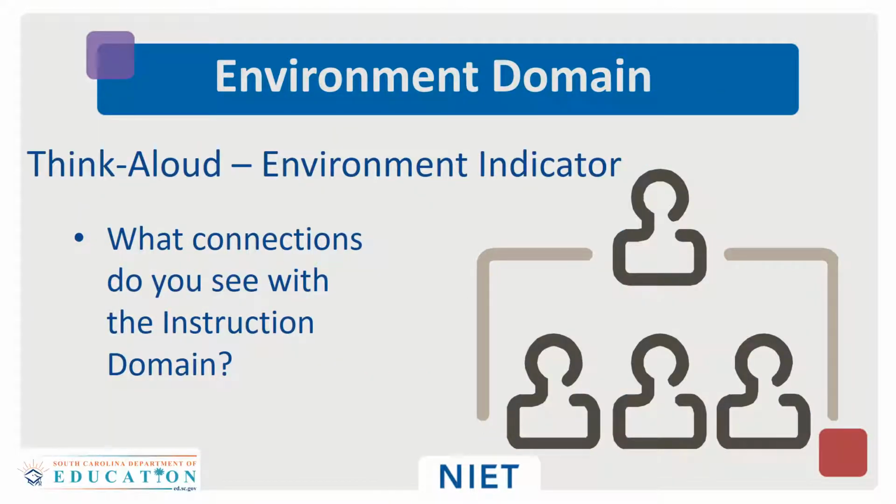To explore the environment domain, we are going to change up the approach. In the earlier activity, we did a looks like, sounds like approach. In this case, we are going to use our highlights to make connections to the instruction domain. You will need Handout 3, the Environment Connection Sheet, to complete this activity. Once you have this handout and the SCTS 4.0 rubric in front of you, move to the next slide.